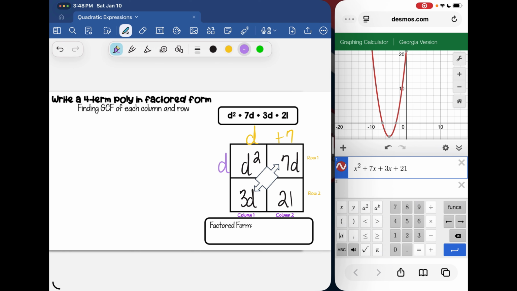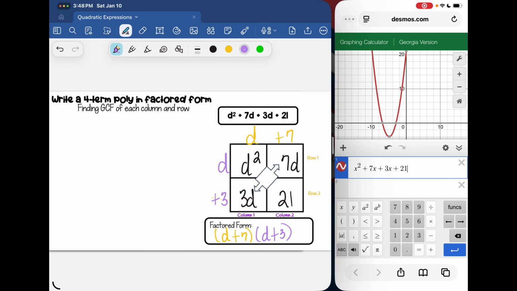Then I look at this box. I can ask myself two questions. What can I multiply by d to give me 3d? Or what can I multiply by 7 to give me 21? So d times what will give me 3d? Hopefully you said a positive 3. So my factored form would be d plus 7 times d plus 3.